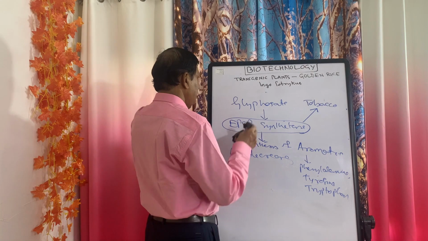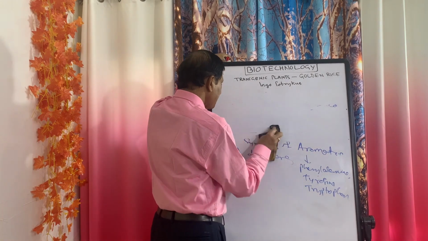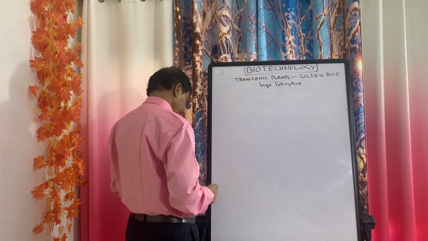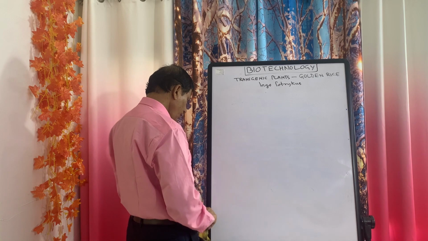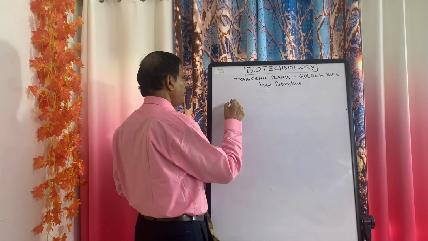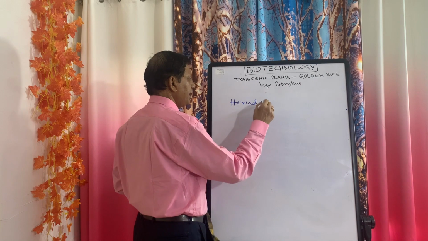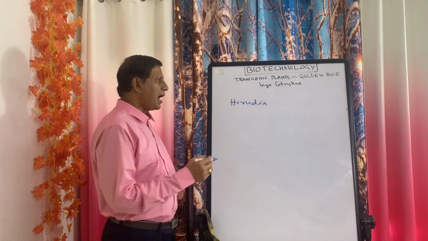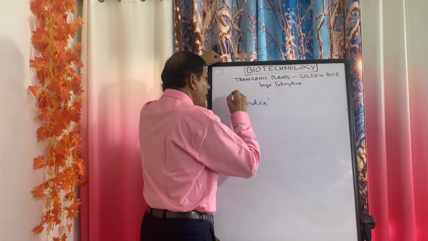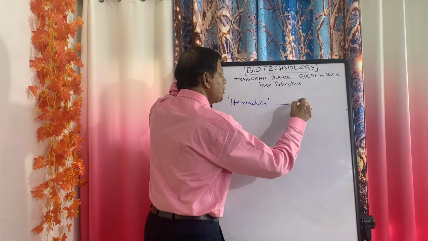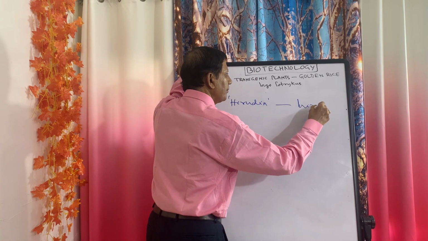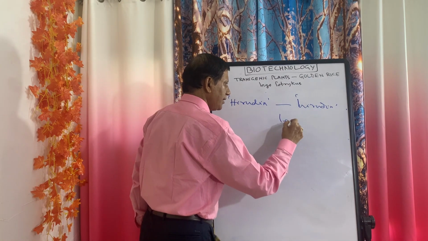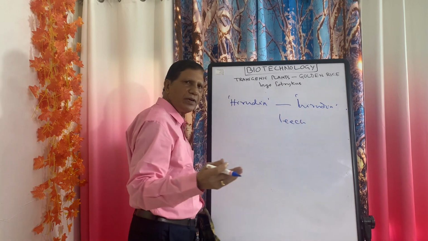Then let us give a third example. The third example is the production of hirudin protein. Now you know that hirudin protein is an anticoagulant used in blood clotting. And this hirudin protein is produced from the gene, that is again the hirudin gene. This is the gene. And this gene is present in the leech. You know that the leeches are found in ponds, lakes.